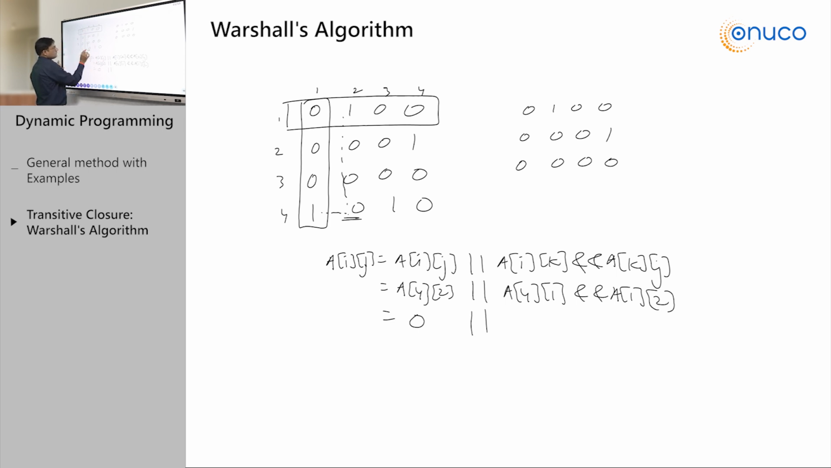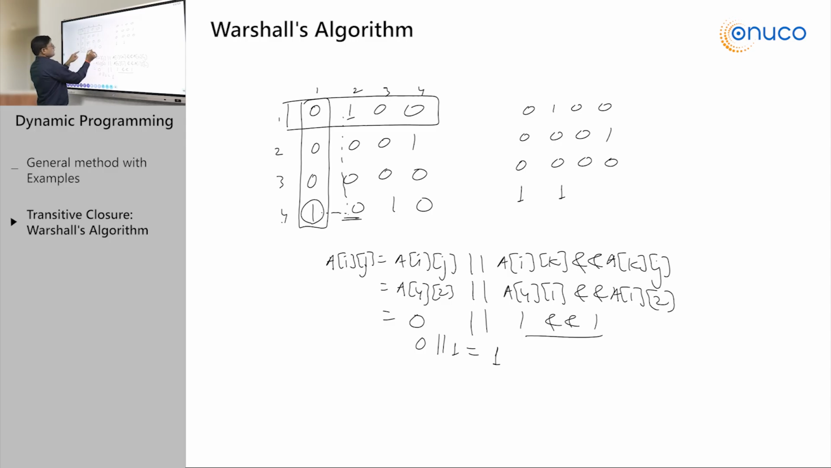In that case, look, A of 4 1, what is the value? It is 1. A of 1 2, what is the value? 1. 1 and 1 makes 1. So 0 or 1, the answer is 1. So this value is going to change to 1.